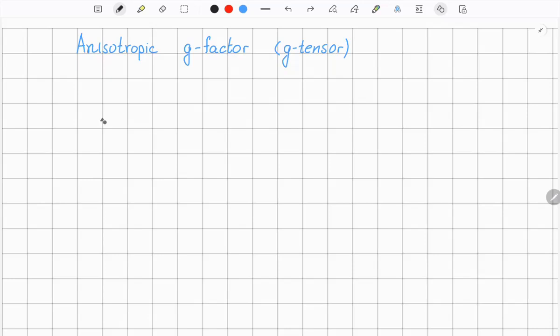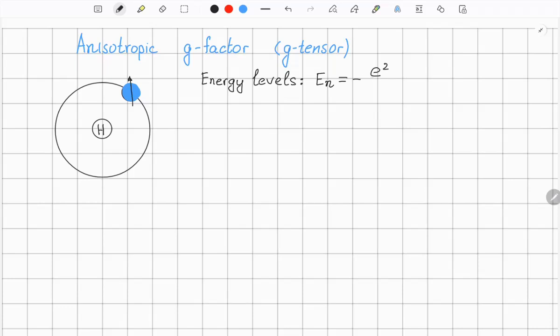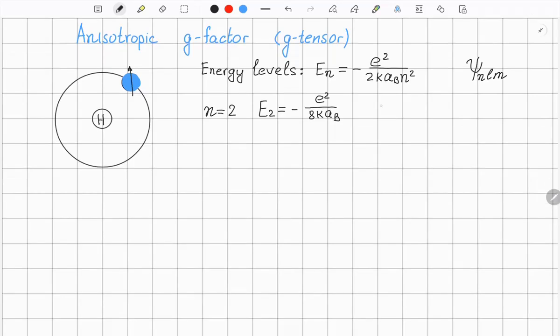Okay, let us now consider a hydrogen atom. As we know from quantum mechanics, its energy levels are described by a well-known formula, and its eigenstates are characterized by the three quantum numbers n, l, and m. We will assume that the atom is in its first excited state, n equal to 2. The energy is then given by the formula minus e squared divided by 8 times k times a_B, where k is the Coulomb law constant and a_B is the Bohr radius.